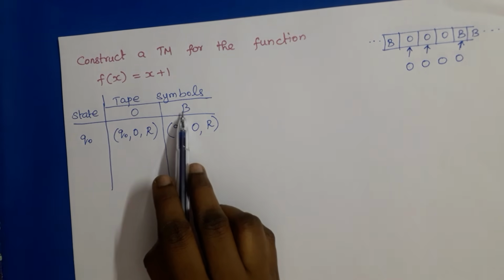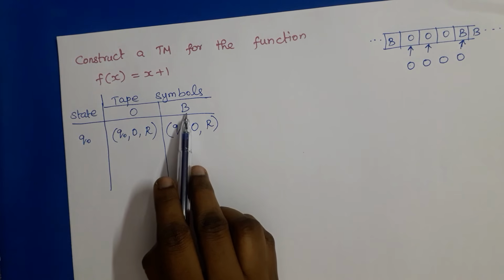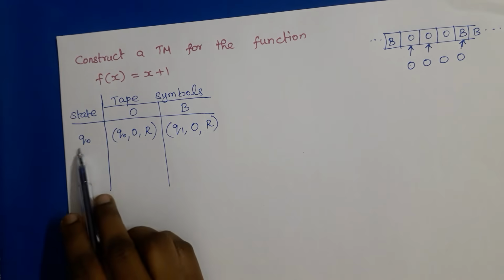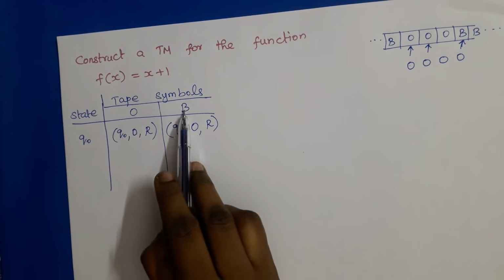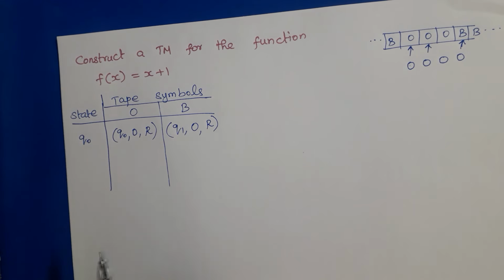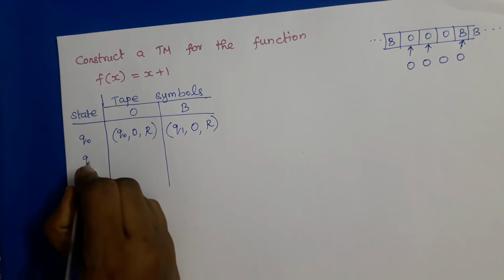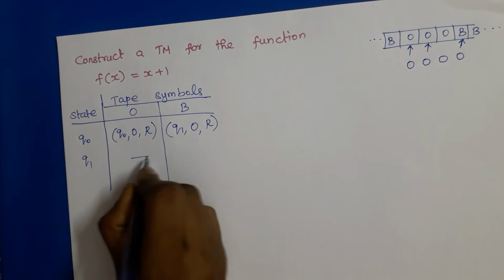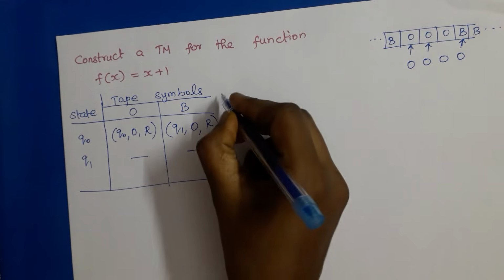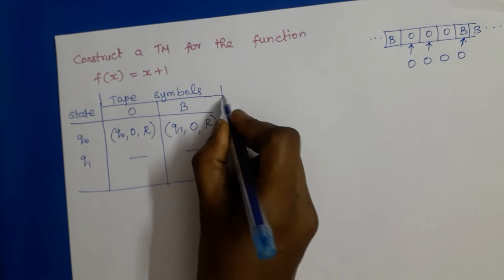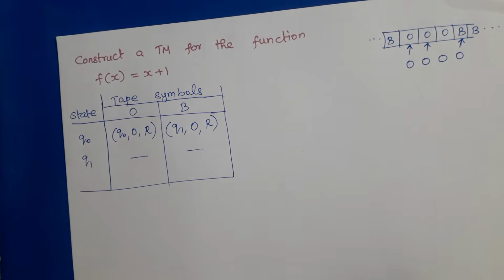Okay, so here we need to change blank to 0. So change state to q1. q0 to q1, blank is replaced by 0 and the move is right move. So what is q1? Now q1 is a final state. There is no operation for 0 and blank. So this is the transition table for the Turing machine.